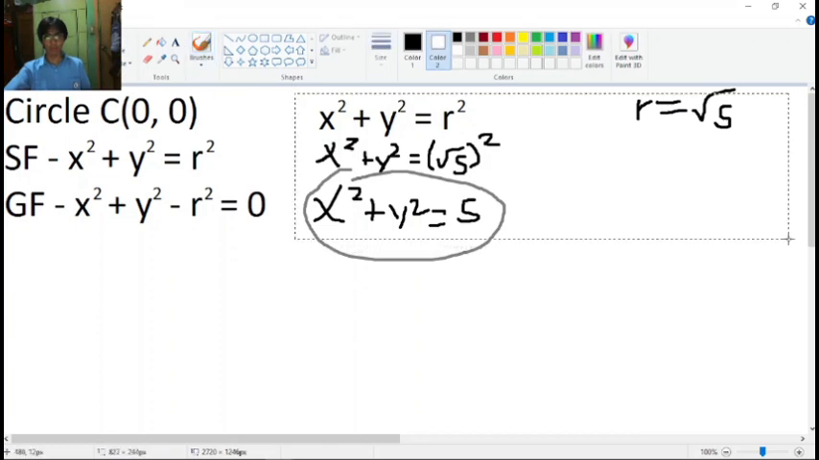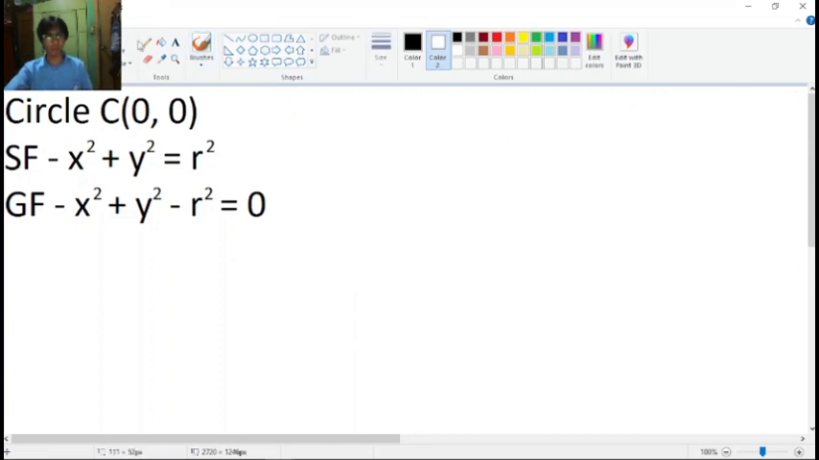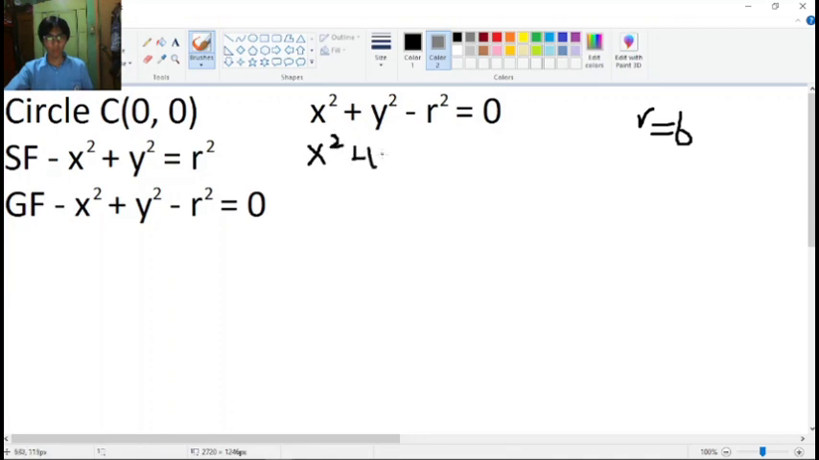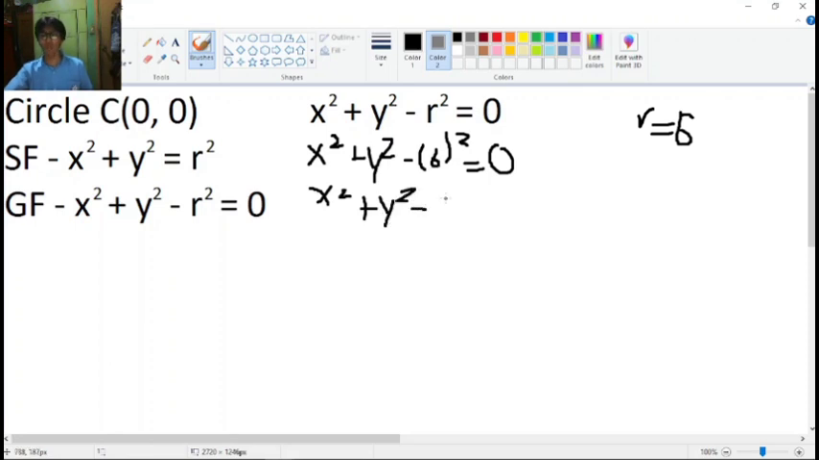How about another one? This time for general form. It's honestly the same. Let's say our radius is equal to 6. Again, copy x squared plus y squared because their values aren't given. Minus r, you substitute r with 6, and copy squared and equals 0. So bring it down: x squared plus y squared minus 6 squared. What is 6 squared? We have 36, so x squared plus y squared minus 36 is equal to 0. There you go, that is our final answer.